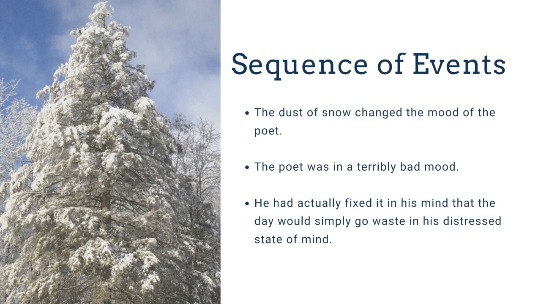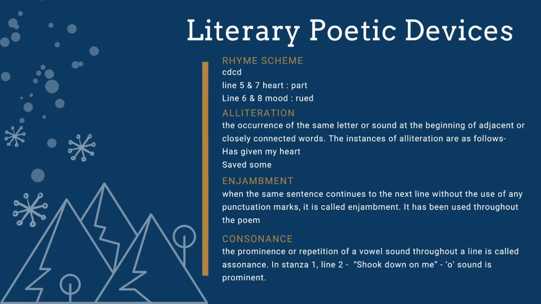The poet was in a terribly bad mood. He had actually fixed it in his mind that the day would simply go waste in his distressed state of mind. Now look at the literary devices. Rhyme scheme. Line 5 and 7, heart, part. Line 6 and 8, mood, rude. So the rhyme scheme is CD, CD.